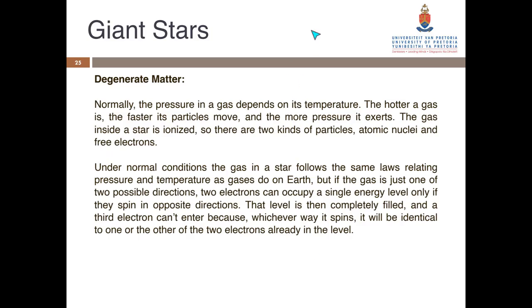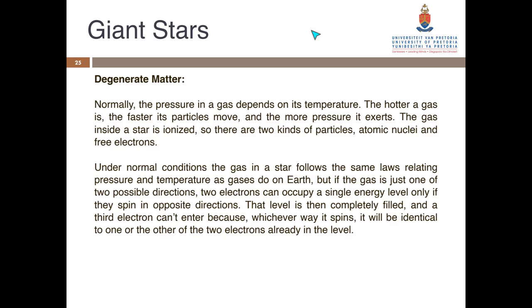Normally, the pressure in a gas depends on its temperature. The hotter a gas is, the faster a particle moves, and the more pressure it exerts. The gas inside a star is ionized, so there are two kinds of particles, atomic nuclei and free electrons. Under normal conditions, the gas in the star follows the same laws relating pressure and temperature as gases do on Earth.